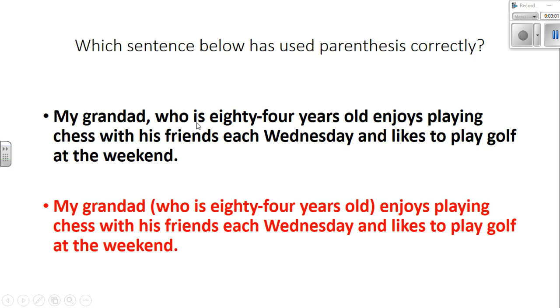This sentence at the top, however, doesn't use parenthesis correctly, and that's because it's only used one piece of punctuation. It's only used a comma the once. My granddad, who is 84 years old, enjoys playing chess with his friends each Wednesday and likes to play golf at the weekend. There needs to be another punctuation mark, just like there are two brackets on this one. There needs to be two commas.